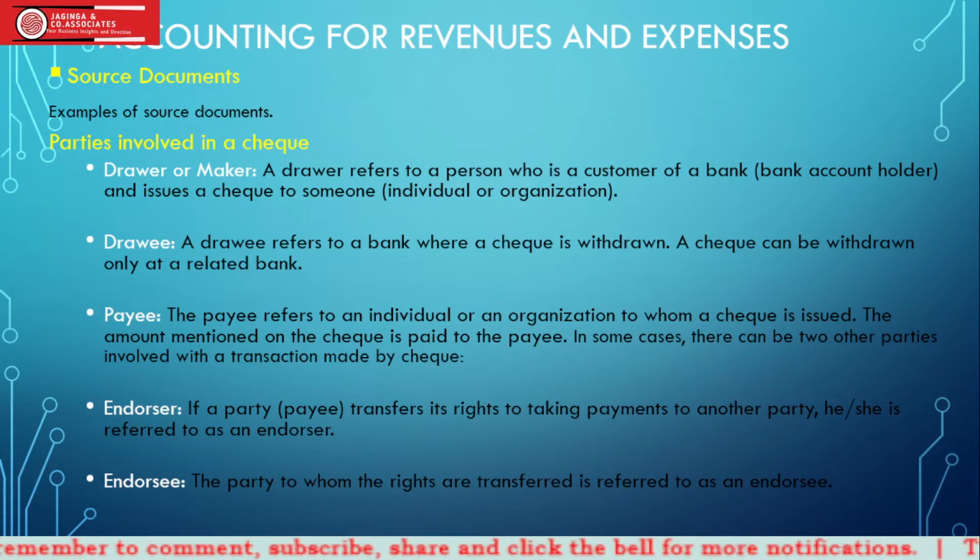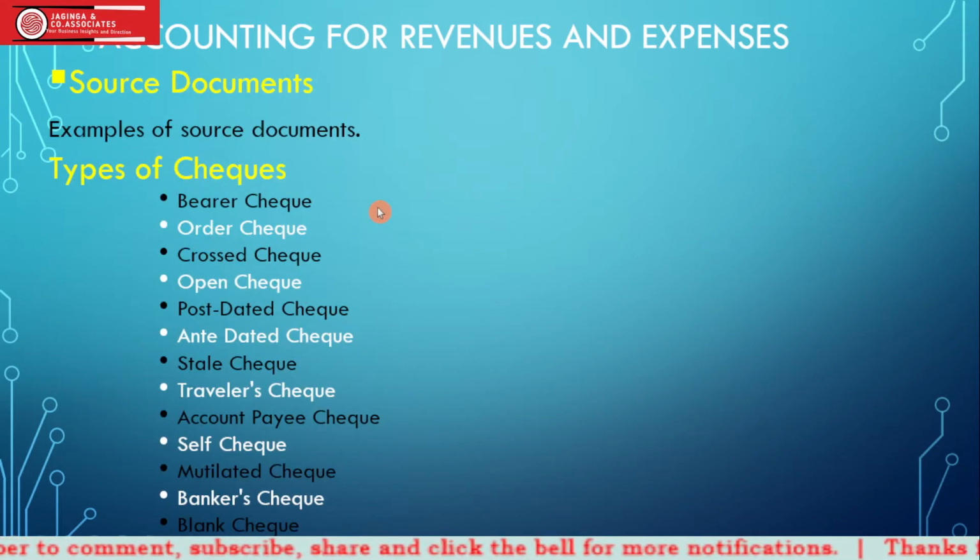Okay, and then we also have types of checks. We have quite a number of types of checks. We have bearer checks, order checks, closed check, open check, post-dated check, antedated check, stale check, traveler's check, account payee check, self check, mutilated check, banker's check, blank check.